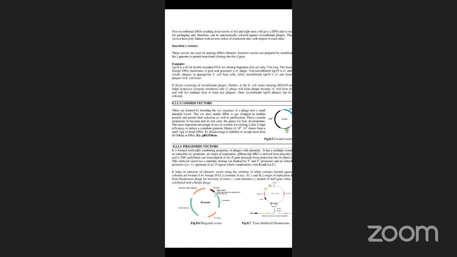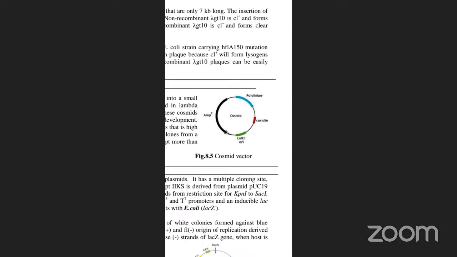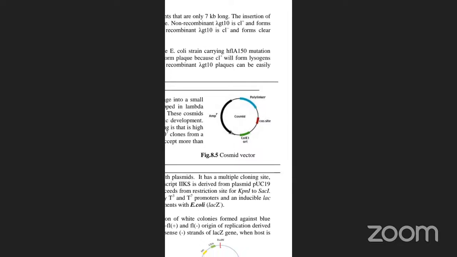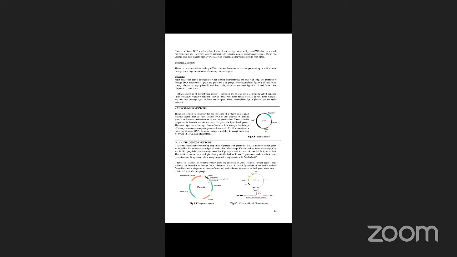Then next are cosmids. So cosmids are formed by inserting the cos sequence of the phage. It is nothing but a hybrid: the cos sequence of the phage into a small plasmid vector. Here you can see the cos site, then a polylinker where you can insert, then ampicillin resistance, which is a marker. E. coli, that is the origin of replication, ORI. So all this will be mixed up to form a new vector. This is called a cosmid vector.